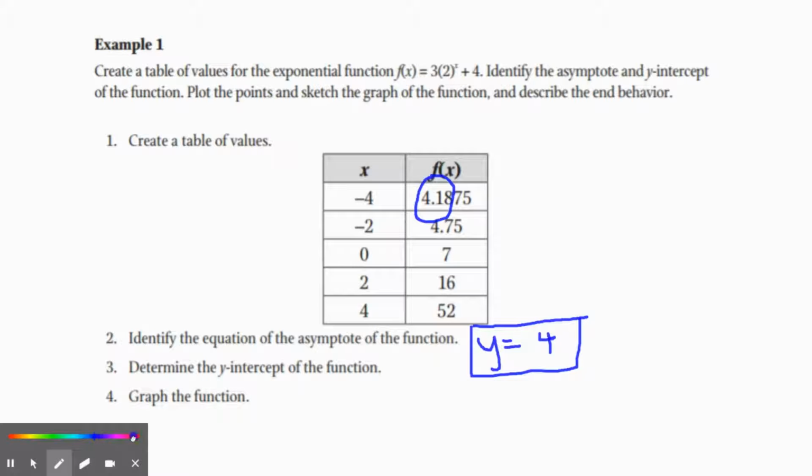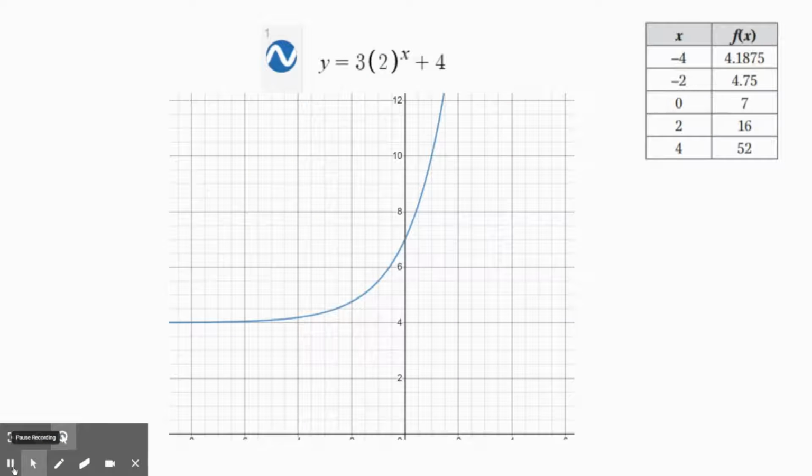Determine the y-intercept. The y-intercept is going to be whenever the value of x is equal to 0. So the y-intercept is (0, 7). As you can see, there is an asymptote here at 4. It's an invisible line, the value that y approaches as x approaches -infinity. In fact, that's going to be our end behavior statement.